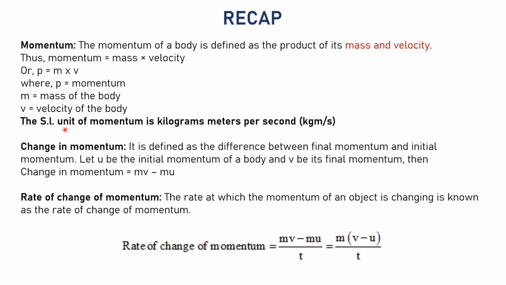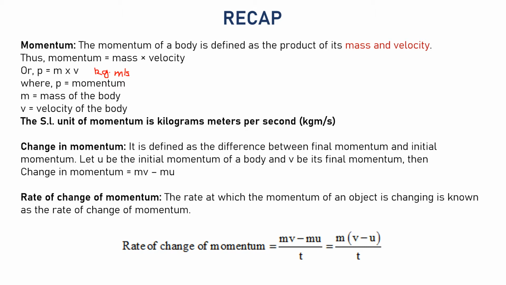Before we find the SI unit of momentum, let's see the SI unit of mass. The SI unit of mass is kg, so we'll write kg here. And what is the SI unit of velocity? It is meter per second. So the SI unit of momentum will be kg meter per second. Children, is it easy? Yes, I think it is easy.